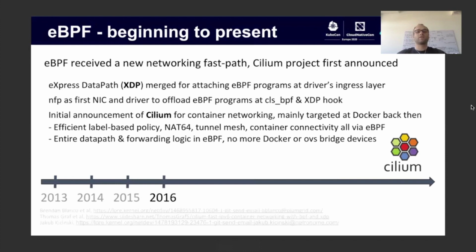The Cilium project was first announced in 2016 as well. It was built for container networking. And back then, mainly targeted for Docker because Kubernetes was still in the very early days and not as heavily used as today. And it would allow for efficient label-based policy, NAT64, you would be able to create tunnel meshes with VXLAN and Geneve, and basically have an eBPF-based data plane. The whole data plane forwarding happens through eBPF and no more Docker or OVS bridge devices and so on. So that could be avoided entirely.